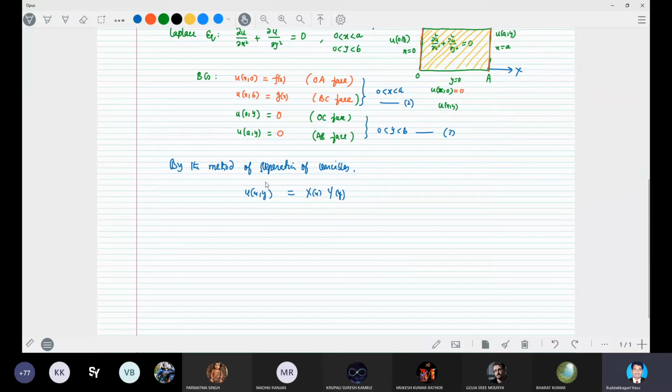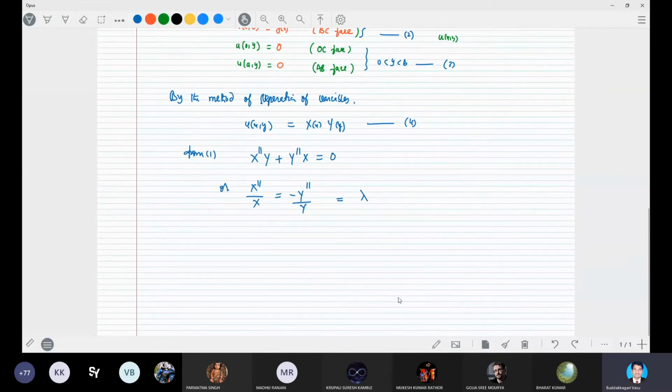Substituting the above in equation 1, using 4, you will get X double dash into Y plus Y double dash into X equals 0, or X double dash by X equals minus Y double dash by Y. This is considered to be some constant lambda.